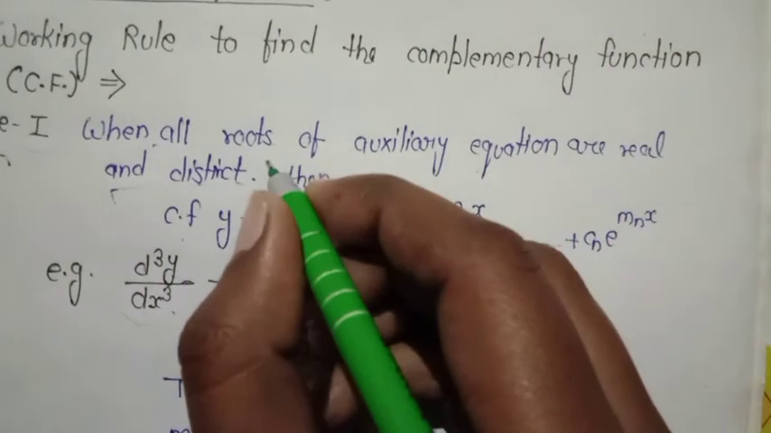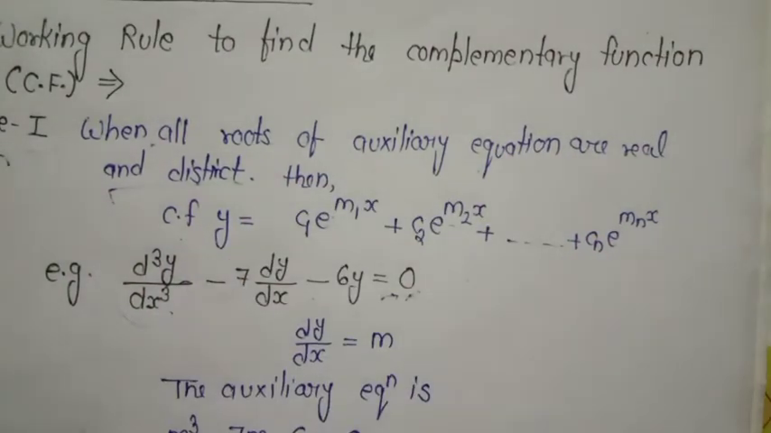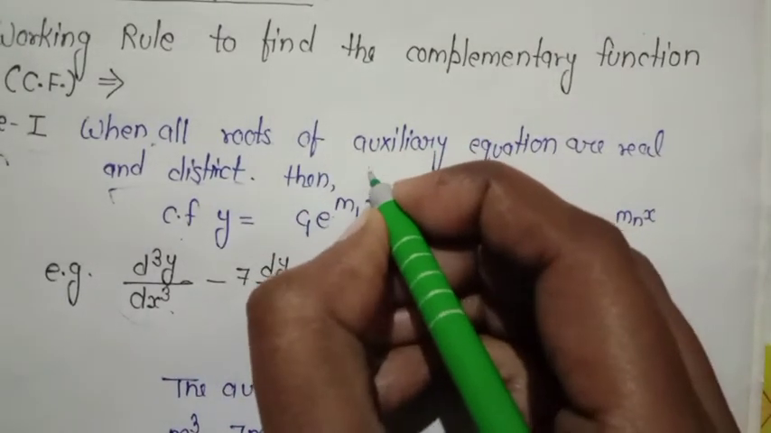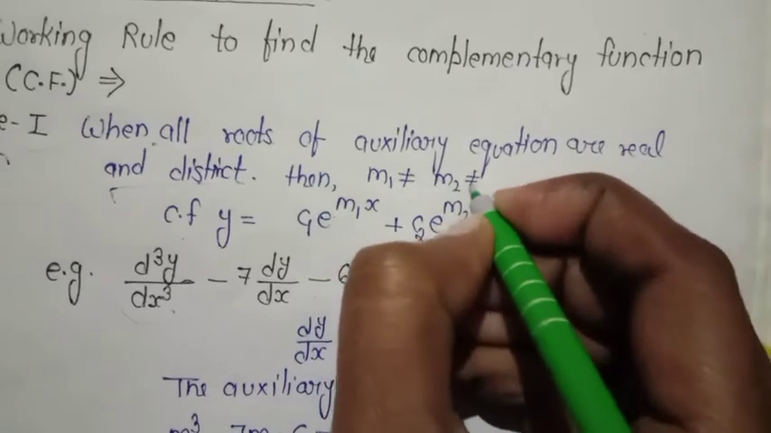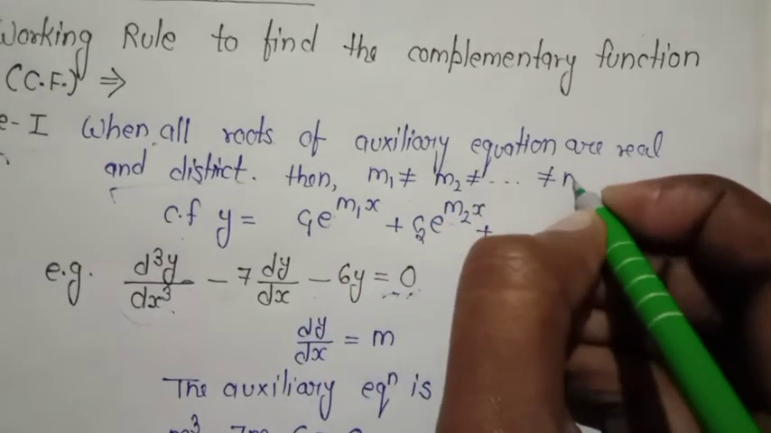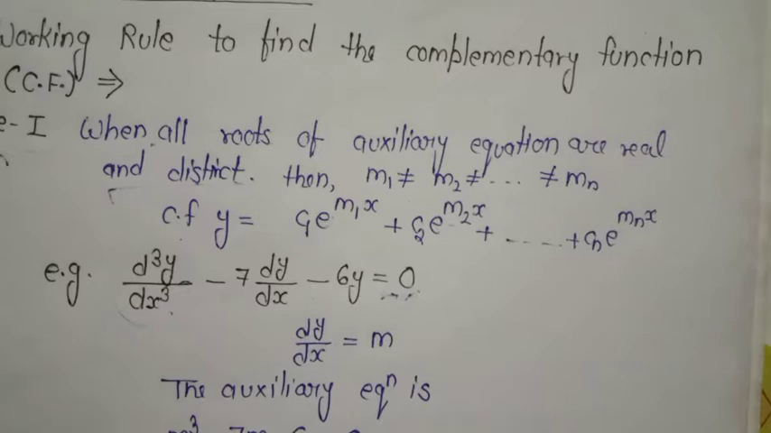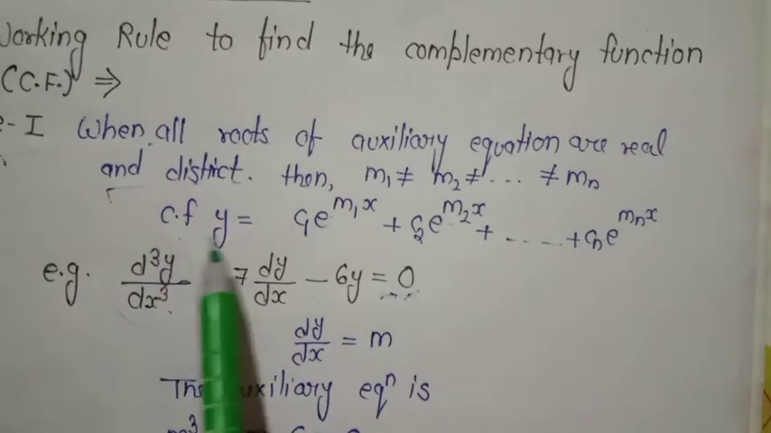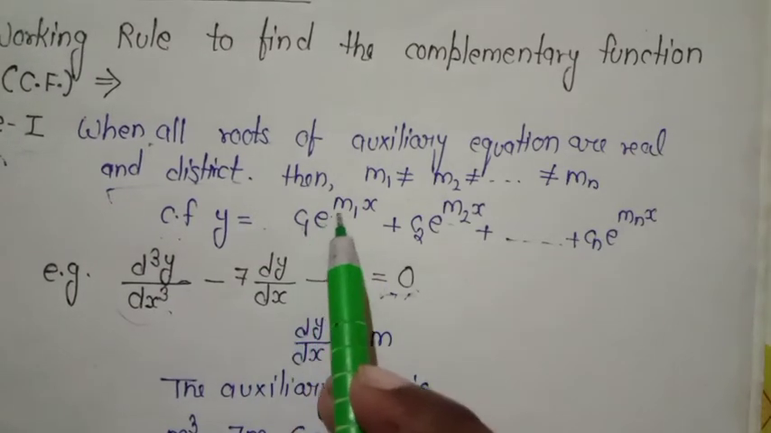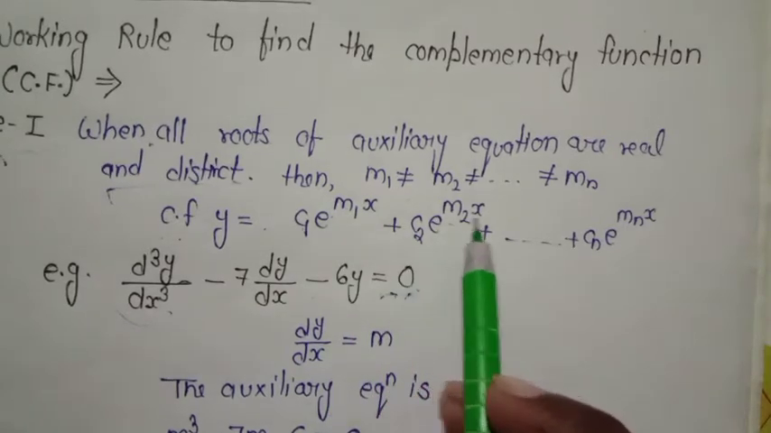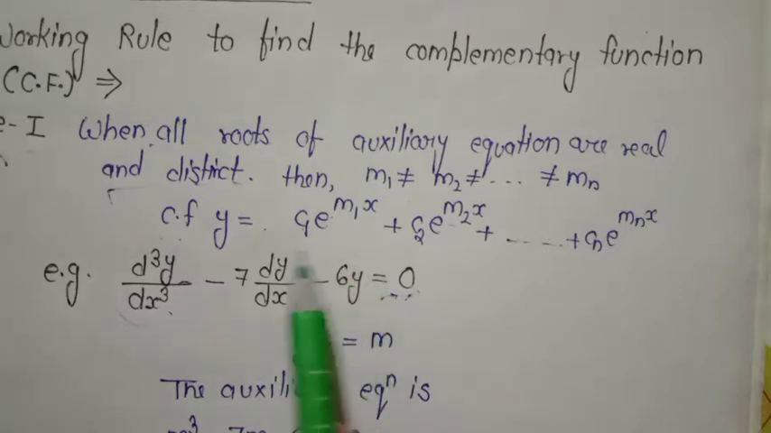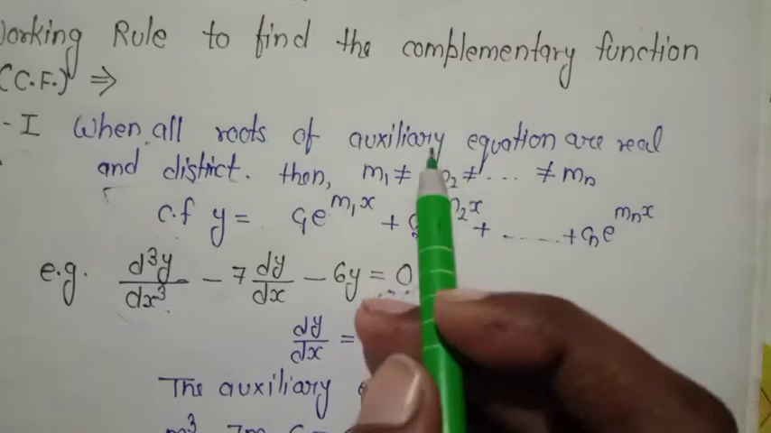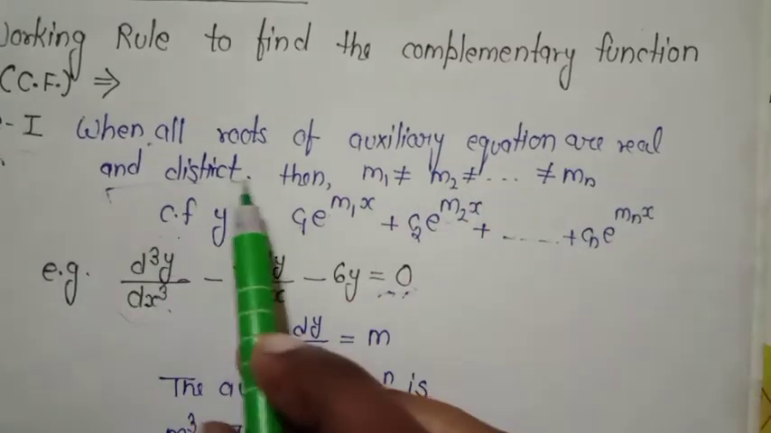Suppose we have n roots because we have taken an nth degree polynomial, and the roots of this equation are of the form m1 is not equal to m2 is not equal to, and so on, not equal to mn. That is, they are distinct and real. In that case, we will write the CF of y as c1 e raised to power m1x plus c2 e raised to power m2x plus, and so on, cn e raised to power mnx. So in this way we can write the CF for the differential equation which has real and distinct roots.